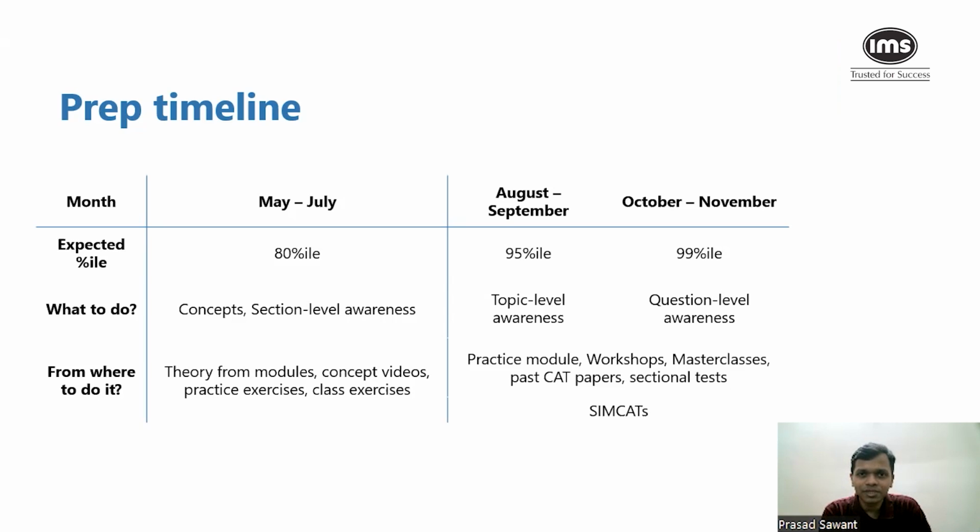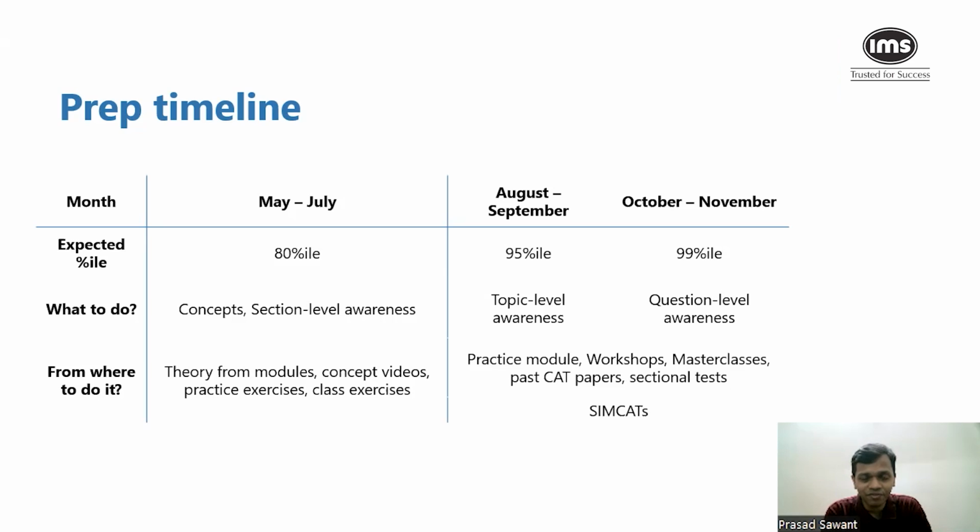What should be the target percentile? You can look at something like 80 percentile to begin with. Keep that as your target and work towards it. But even if you don't see that thing happening in the first few months, it's completely fine. So don't give up.